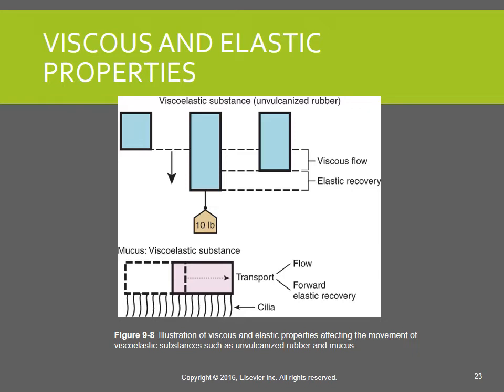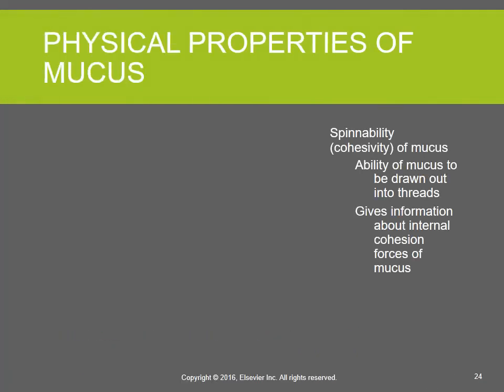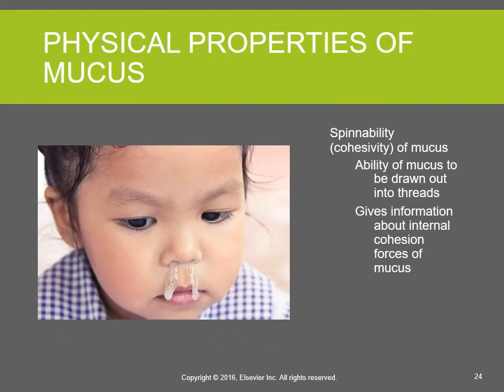This is an illustration of the viscous and elastic properties affecting the movement of viscoelastic substances, such as unvulcanized rubber and mucus. Spinability or cohesivity of mucus is the ability of mucus to be drawn out into threads, like the little boogers on this child that you see here. It gives information about the internal cohesive forces of mucus.